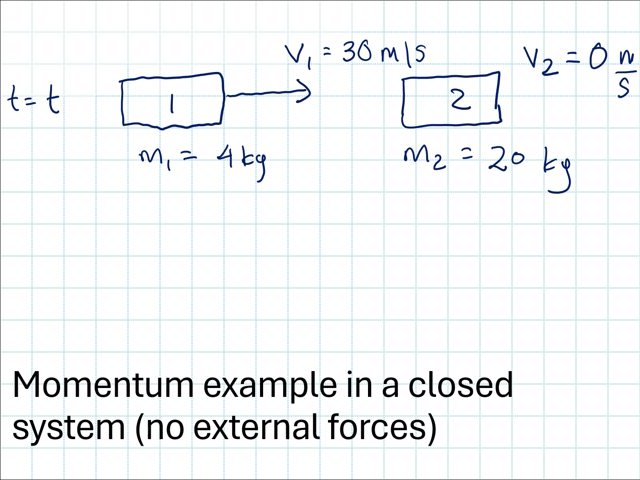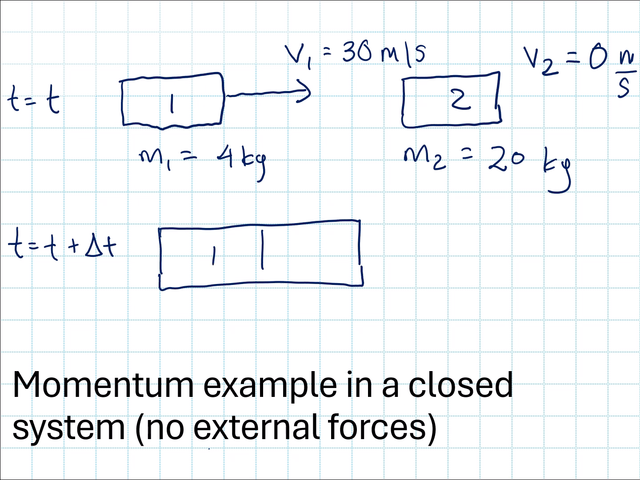Okay, after some time, so now we're at time is equal to t plus some delta t, body number 1 has collided with body number 2. And now they're moving together as one body. And we want to know what is the speed at time equals t plus delta t.